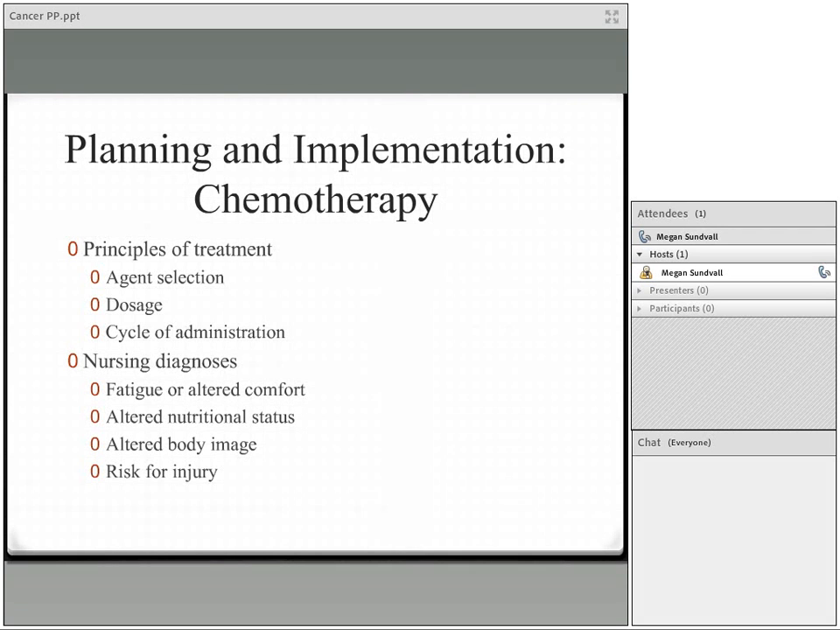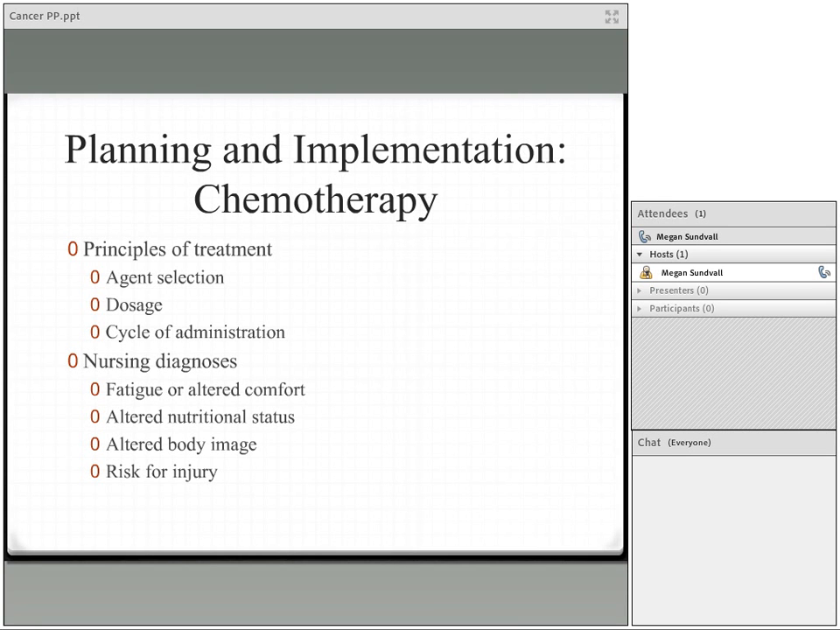The dose is determined by the body surface area, and ideally they want to make sure that they destroy the most amount of cancer cells while producing the least amount of side effects. Cycle of administration is really patient-specific, and it varies between one dose to several over days or weeks. And then it's making sure that they give the tissue, the normal, healthy tissue, time to recover from the treatment.